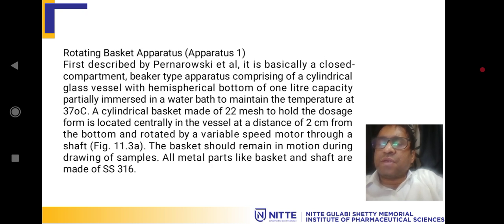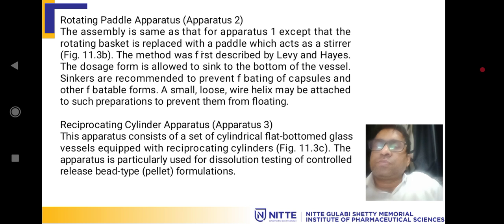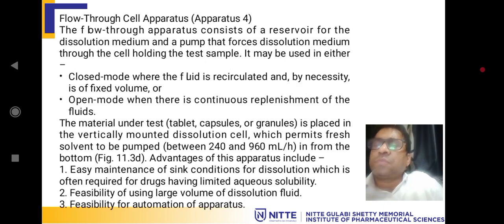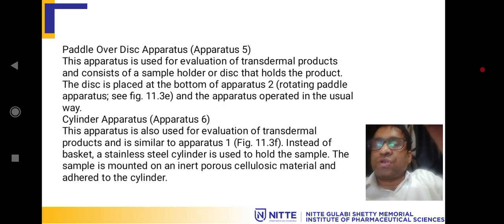Sorry, it's the next one, we have done this. Flow through cell apparatus consists of a reservoir for dissolution medium and a pump that forces dissolution medium through the cell holding the test sample. It must be either closed mode, with fluid recirculated at fixed volume, or open mode, with continuous replenishment of fluids. Advantages of this apparatus: easy maintenance of sink condition, feasibility of large volume, feasibility of automation.